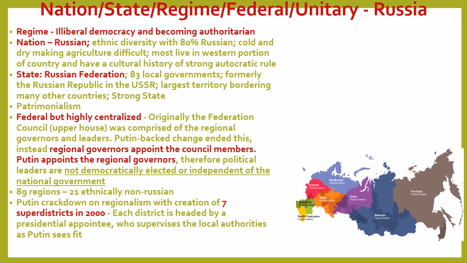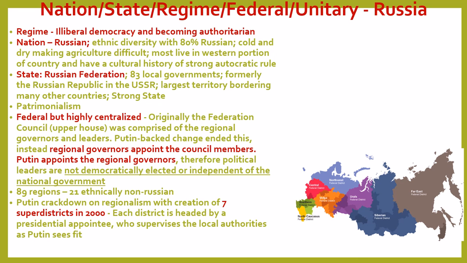The state is the Russian Federation. That's the technical name of Russia, and as a result, yes, they are a federal system with 83 local governments, but it is also highly centralized. Now, what do I mean? Yes, they do have local governments. Each of these 83 regions within Russia has governors, right? They have legislatures. So it is technically a federal system. But what we've been seeing under Putin is that it's becoming highly centralized.